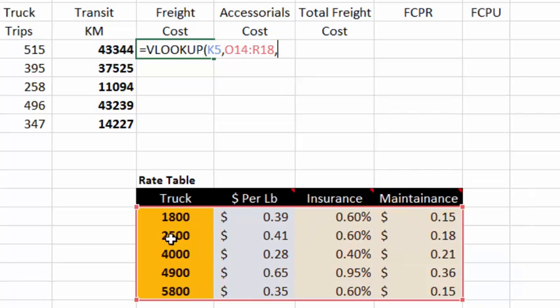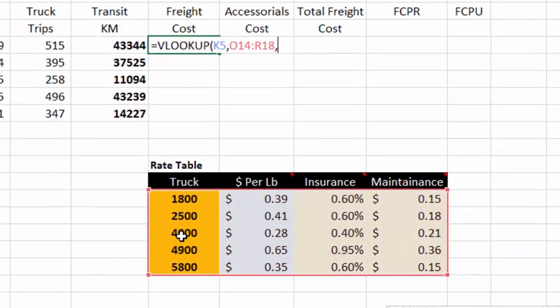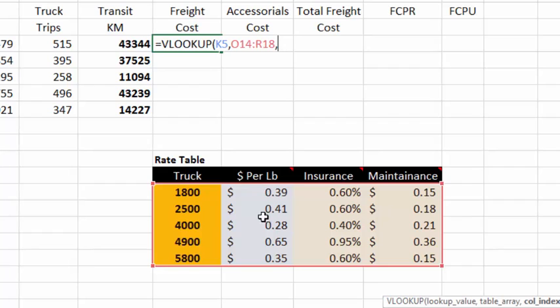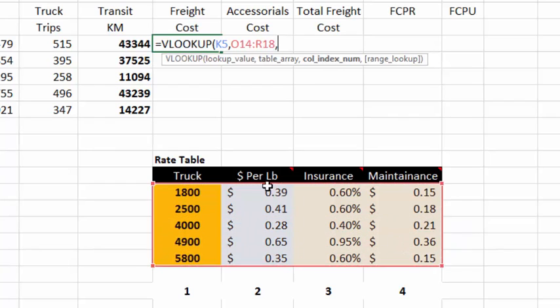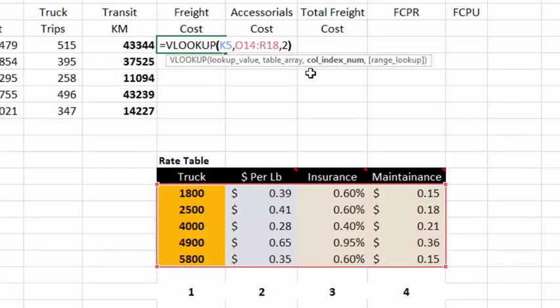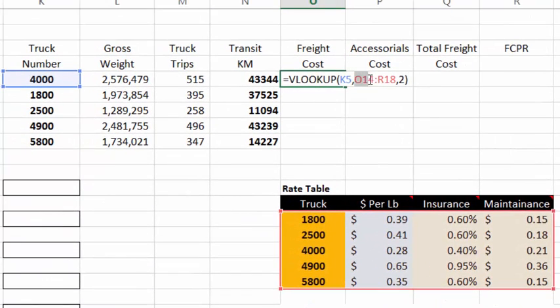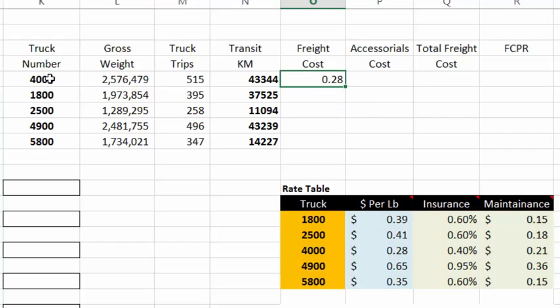Comma. Now when you find this truck number here, which number do you want back? This one, or this one? So that's column 1, that's column 2, that's column 3, that's column 4. This truck number, comma, here, comma, I want the dollar per pound rate. So that will be column number 2, right? Close the bracket, and don't forget you have to highlight what's between the commas and press F4. And that prevents this box from shifting down when you copy. So when I press enter, I'm going to get 28 cents, right?